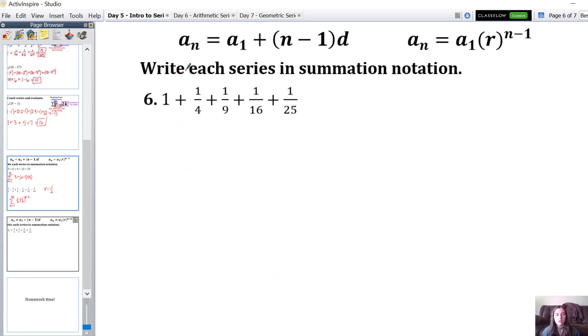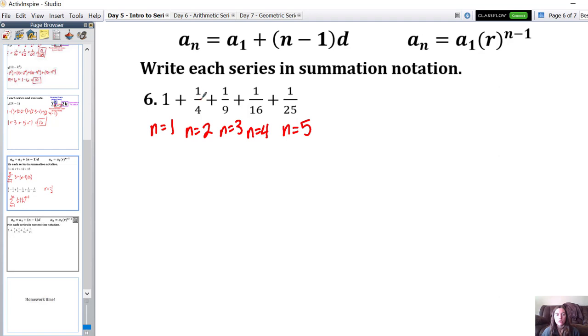Here we're going from 1 to 1 over 4 to 1 over 9. This one is not arithmetic or geometric, so we have a different rule that we're going to use. So here we've got n equal to 1, then n equals 2, n equals 3. So how is its placement value related to the actual number? Well, here they're the same.